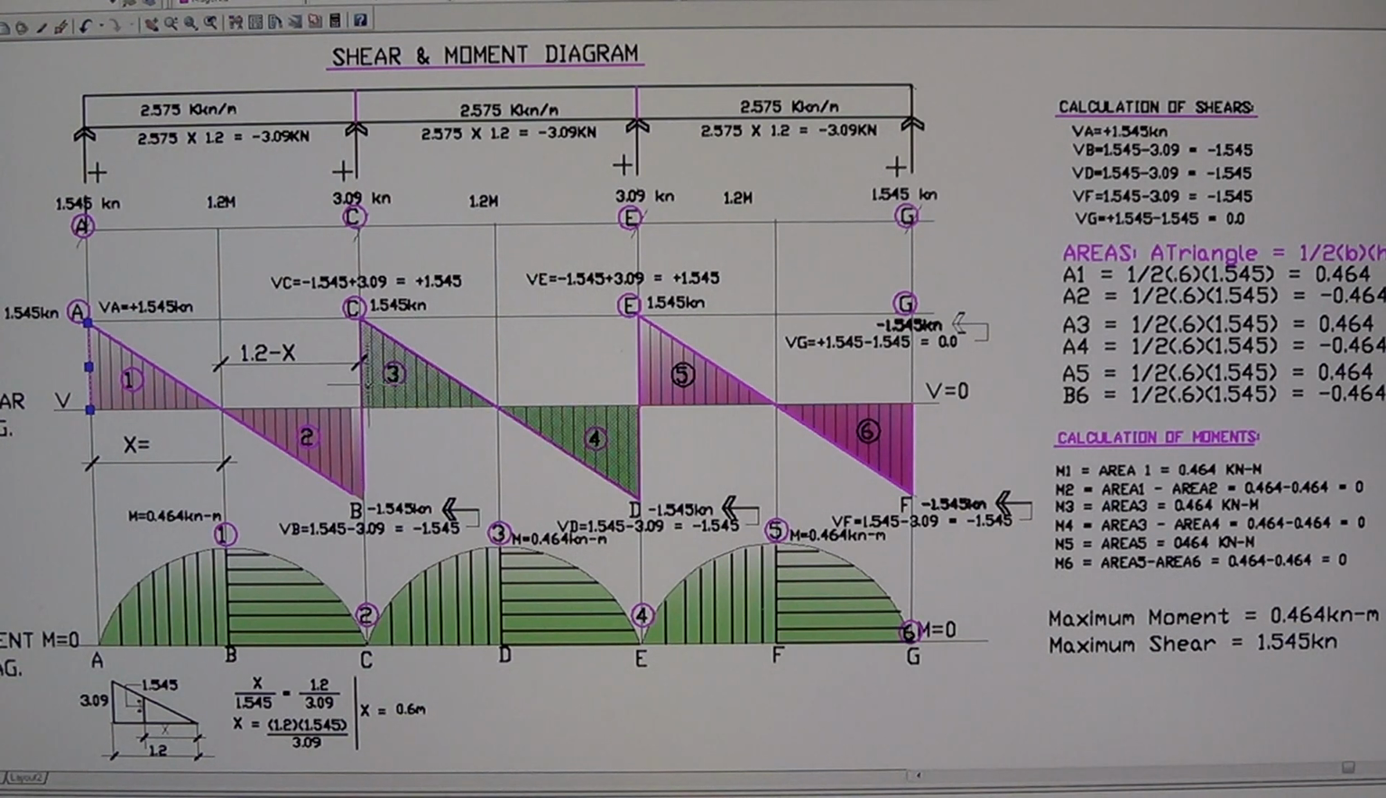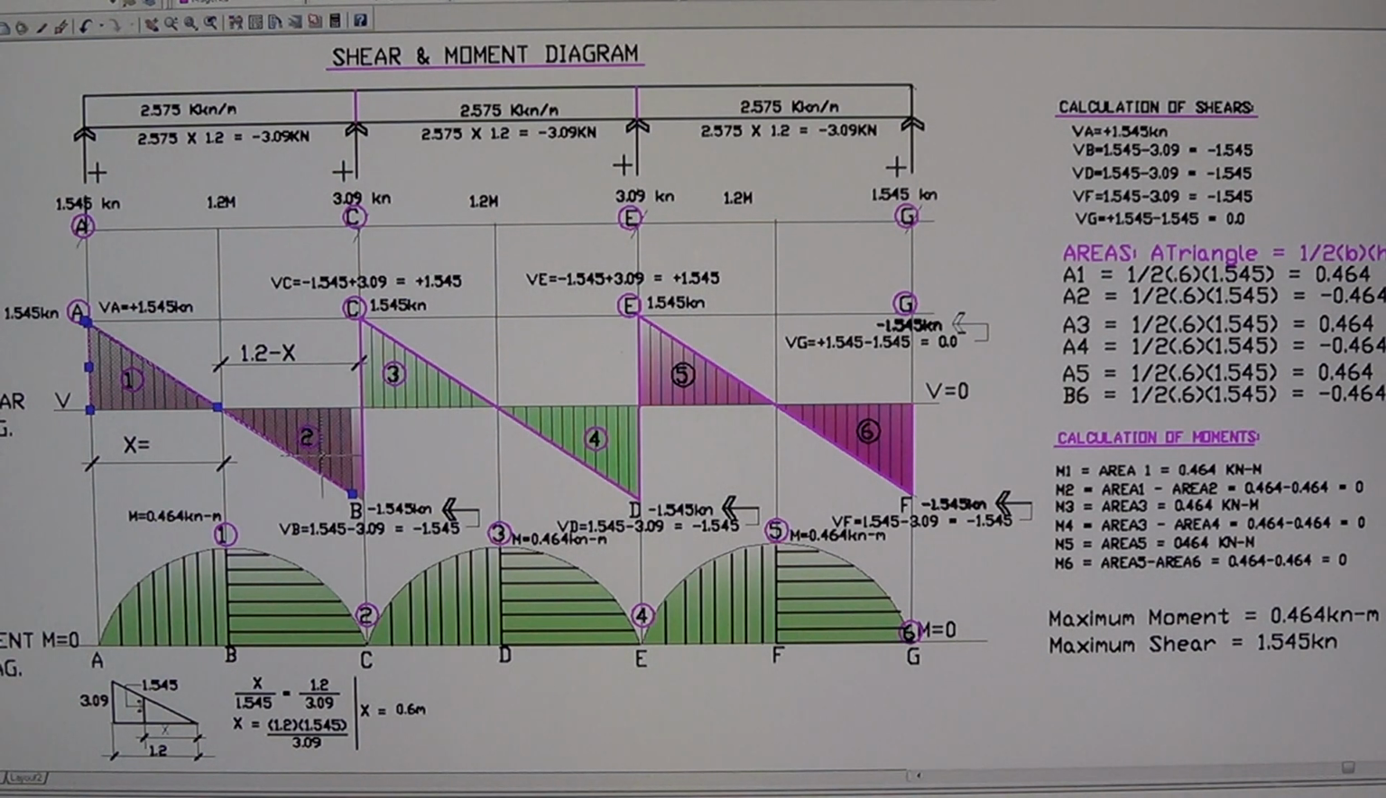Again, you calibrate the vertical shear line. There's a horizontal and a vertical shear line. So we calibrate there, it's almost equal to that one, so it's right here. You locate the point, and then from A going to shear B, you draw this line from A to B. There we go. So you have negative 1.545 kilonewton.